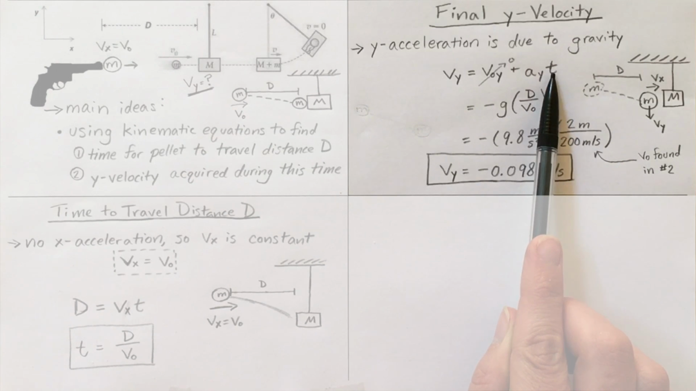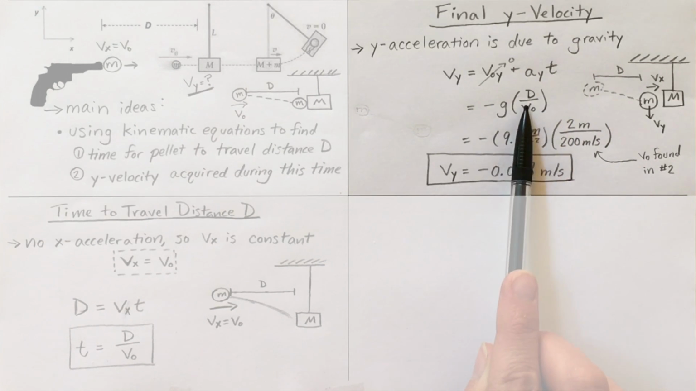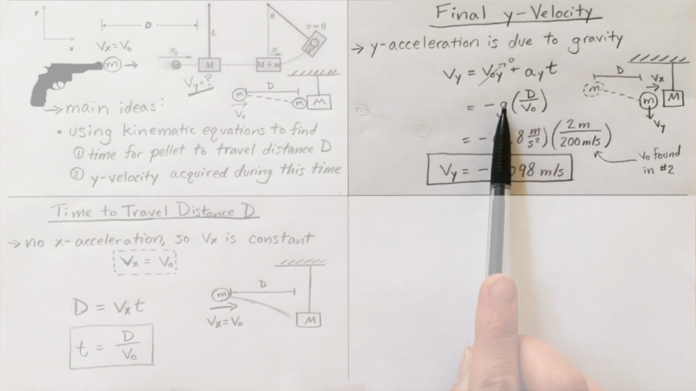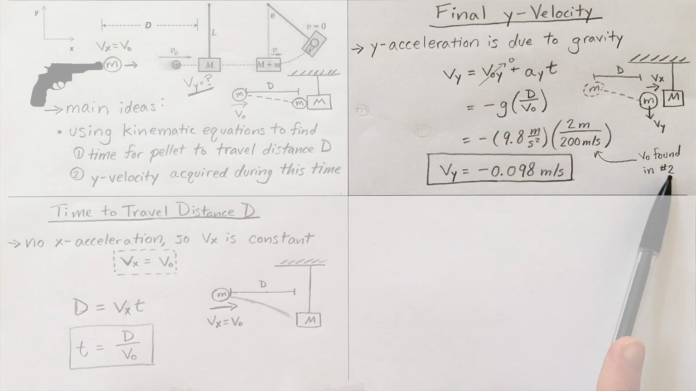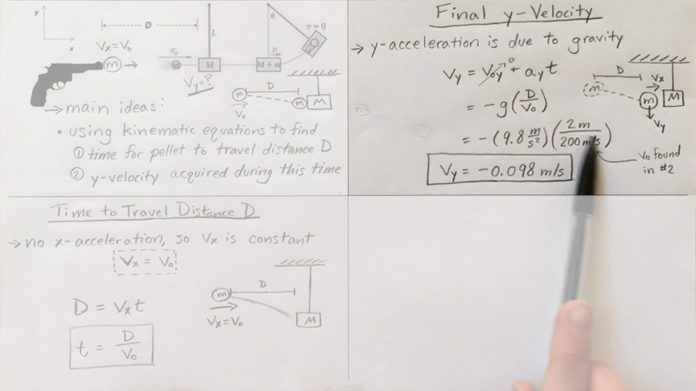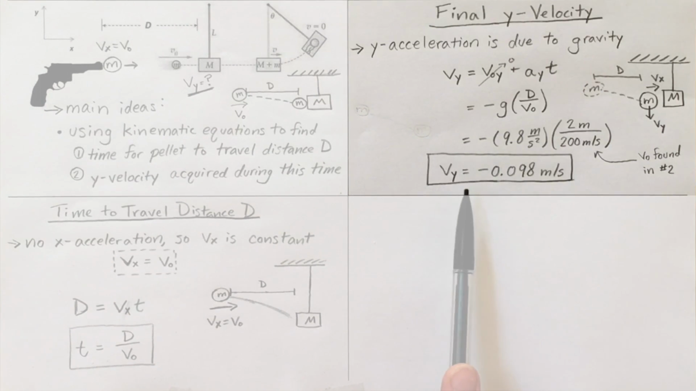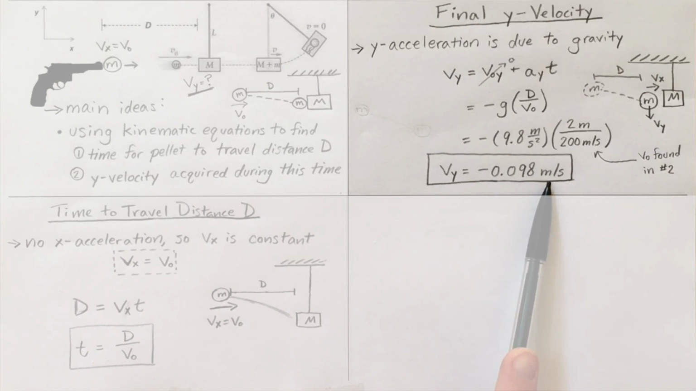We substitute in the expression we just found for the time, and then plug in the values given in the problem statement and the value we found for the muzzle velocity in question 2. We evaluate and find that the final y velocity of the pellet is negative 0.098 meters per second.